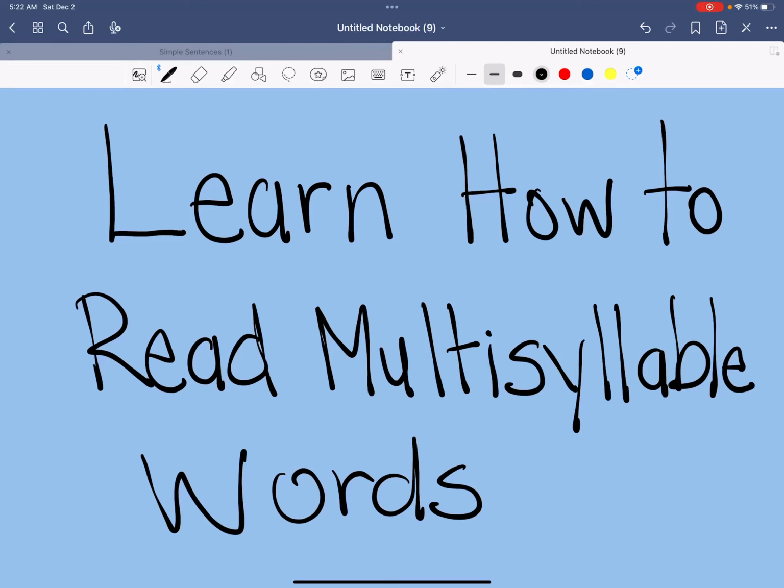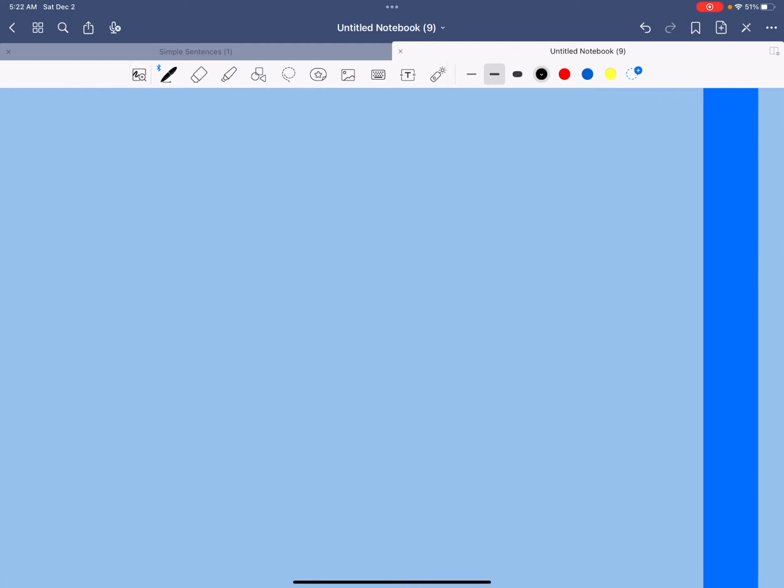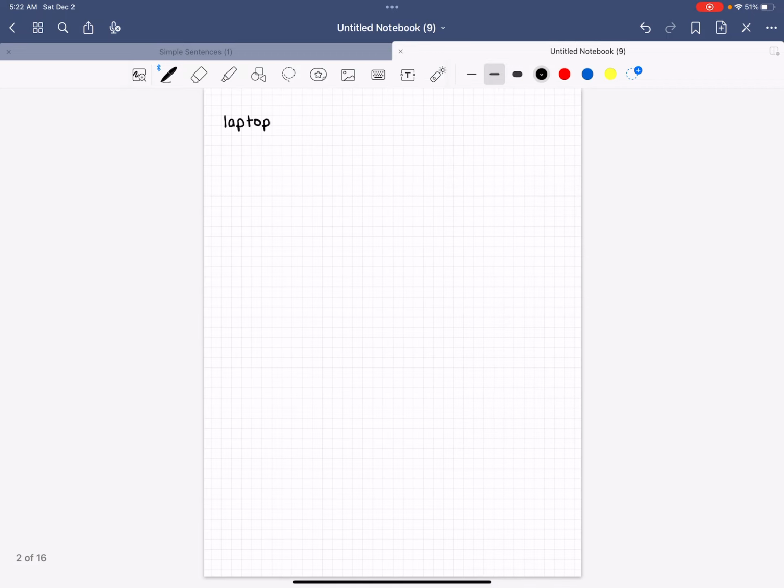Today we're going to learn how to read multisyllable words. So first, let's get started talking about what a multisyllable word is. What is a multisyllable word? Well, a multisyllable word is a word that is written but can be broken down into more than one syllable. So we're going to go ahead and get started.